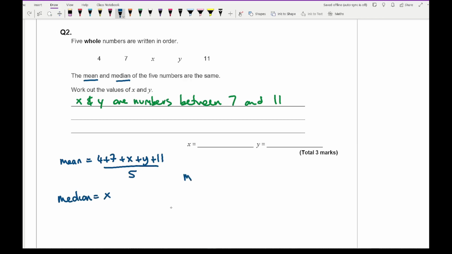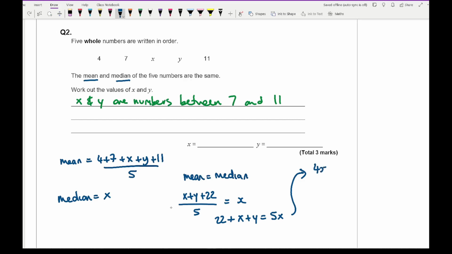So if the mean equals the median, then I'm going to end up with x plus y plus 22 divided by 5 equals x. Then if I take the 5 over to the other side, I end up with x plus y plus 22 equals 5x. I forgot the 22, so let's just put the 22 there. And from this, I can do a bit of rearranging and some collecting of like terms.